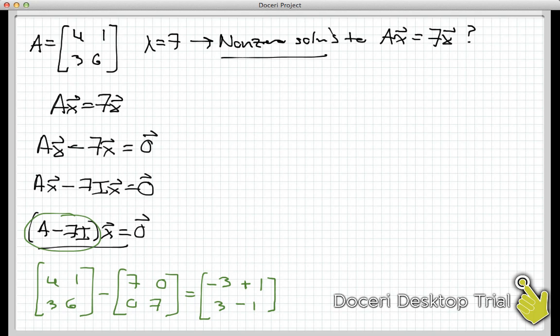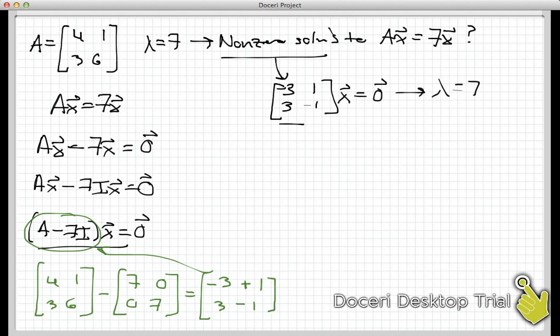Okay, and so now let's feed that back into the system and rewrite it. I'm now looking for non-zero solutions to this system, which is minus 3, 1, 3, minus 1, times x equals the 0 vector. Now it's pretty clear that the columns of this matrix are linearly dependent. So I know that there are going to be non-zero solutions to the system. So that tells me that lambda equals 7 is an eigenvalue. Again, because I know that non-zero solutions exist to this homogeneous equation.